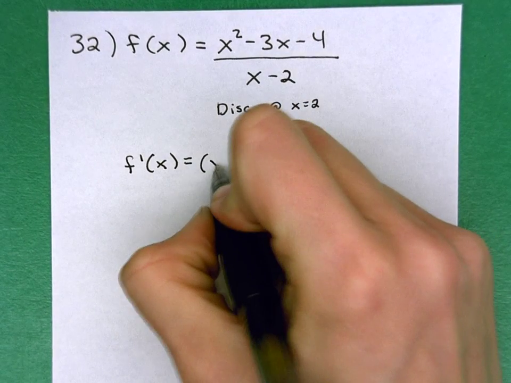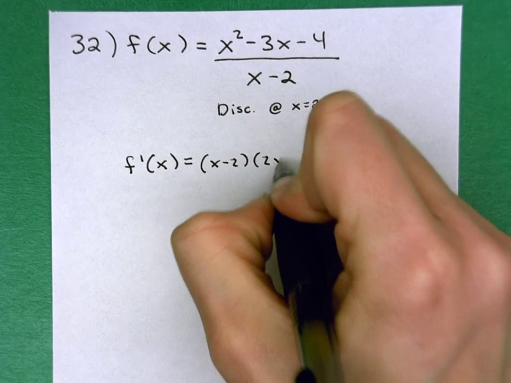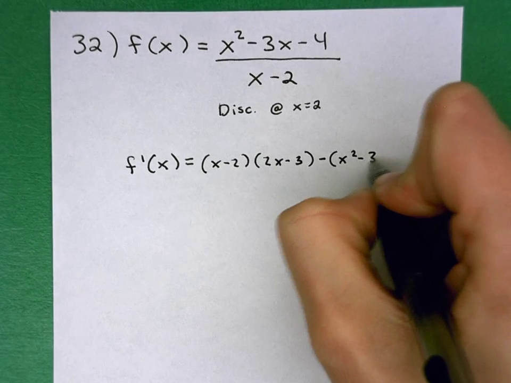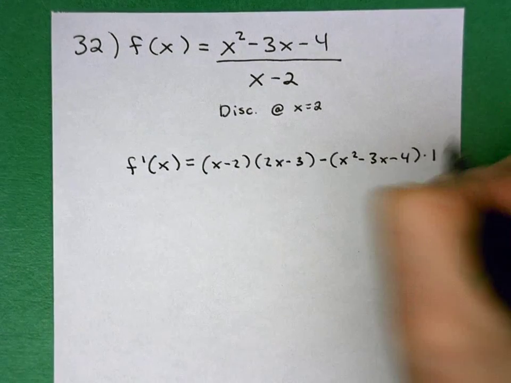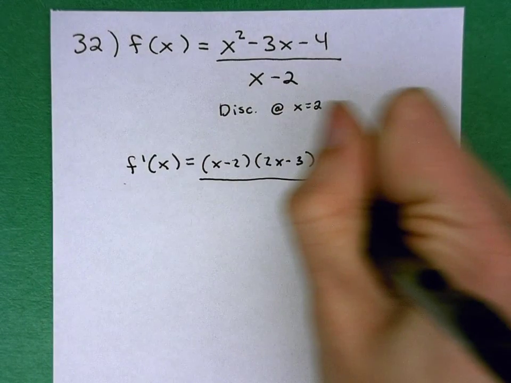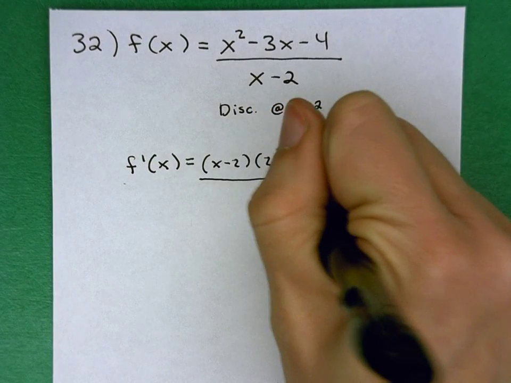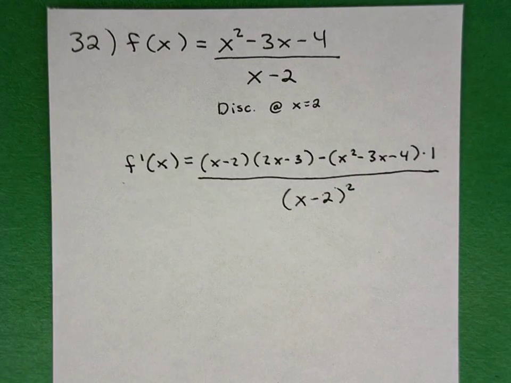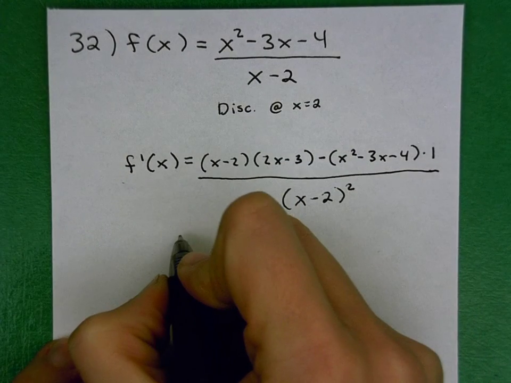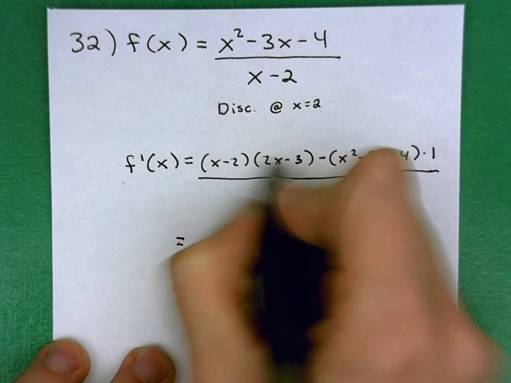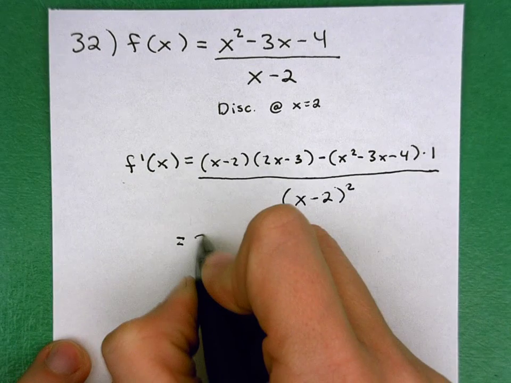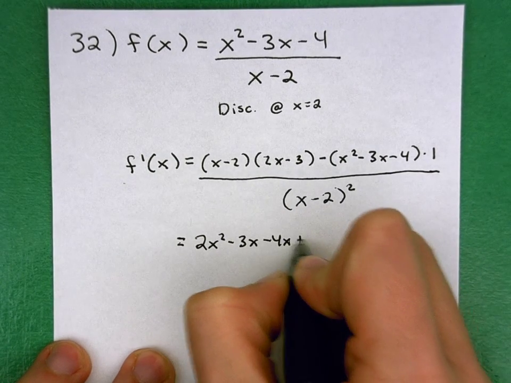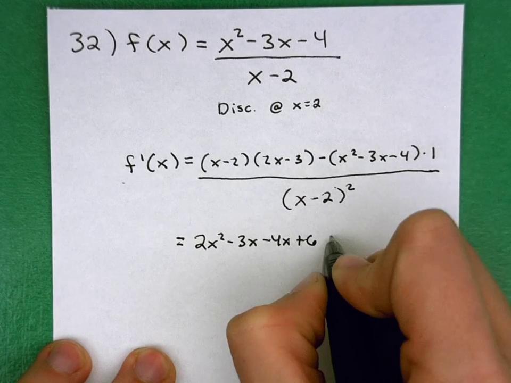We have low d high minus my high d low all over low squared. And I'm just going to clean this up a little bit. I'm going to expand these two quantities. We have 2x squared minus 3x minus 4x plus 6, and then distribute that negative.